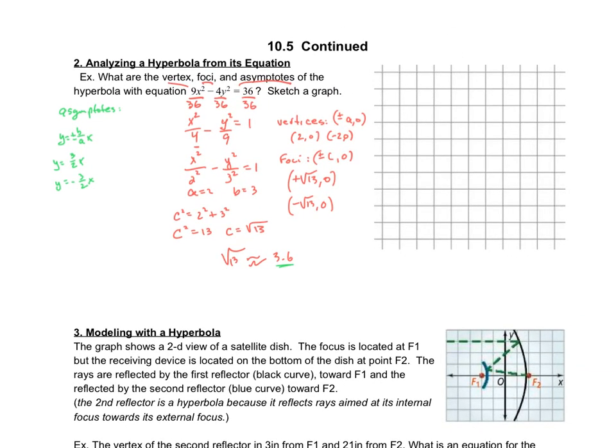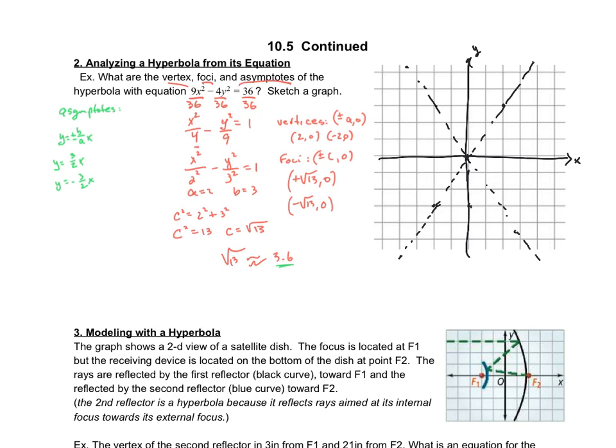So what we can do is go ahead and create our coordinate plane, and easy enough, let's graph my asymptotes first. That is going to be starting at the origin, going up 3 over 2, and down 3 over 2, and my asymptotes are going to connect through those points, and doing the same thing over here. All right, so there are my asymptotes.